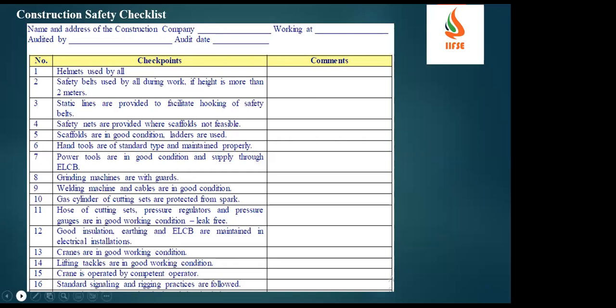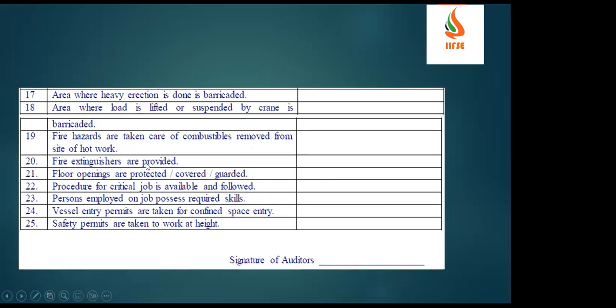Okay. Yes. We'll see that the area where heavy erection is done is barricaded. Wherever erection is happening, those areas must be barricaded. And the area where the load is lifted or suspended by crane must also be barricaded. We should not allow any people under suspended loads.